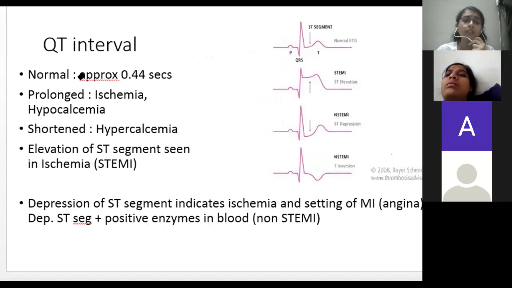Normal QT interval is usually 0.44 seconds. You can say it is up to 10 small boxes. That means 2.5 small boxes are the QRS complex and the rest 7.5 boxes will be the ST segment plus T wave. That is from Q, from here to T.